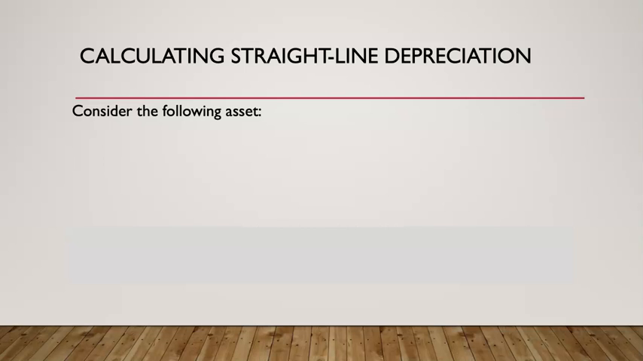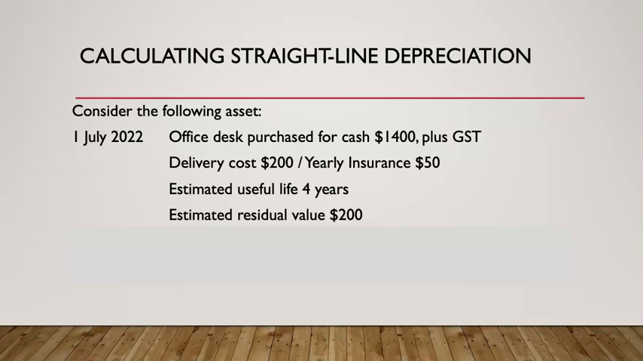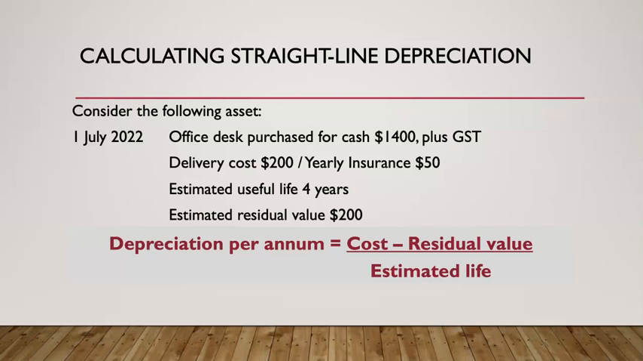So let's consider an example. In July 2022, an office desk was purchased for cash for $1,400 plus GST. There were some other costs involved, a delivery cost of $200, and yearly insurance of $50. There is an estimated useful life of 4 years, and an estimated residual value of $200. And we know that we now have to work out the depreciation using this formula. Residual value here is given to us, $200. Estimated life is given to us, 4 years.